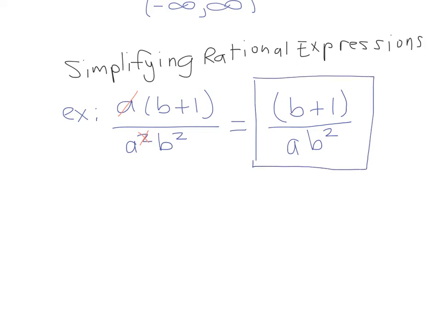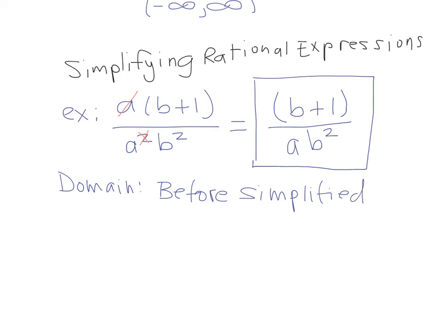Let's look at domain. The domain is the values that the variables can equal before we simplify. So we've got to look back to our original rational expression and determine which values a and b cannot be.